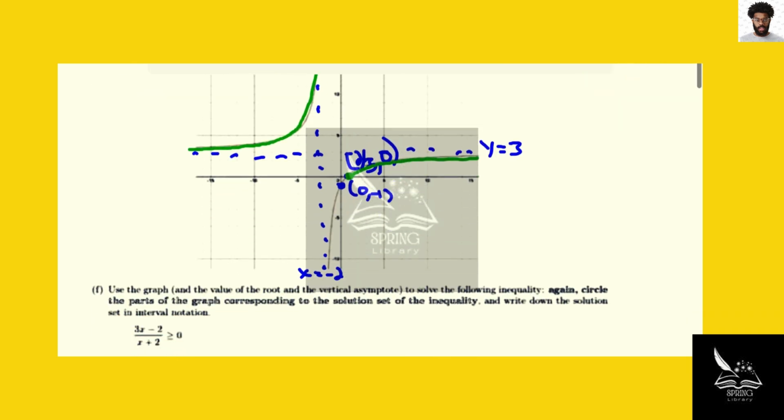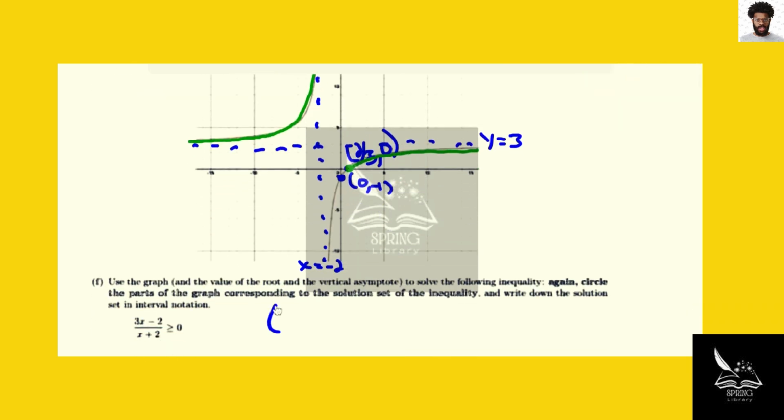Now in interval notation, that would be from negative infinity on the x's all the way up until we get to that vertical asymptote of negative 2, which we don't include. And then it jumps to a negative until we get to the x-intercept of 2/3, and since it's greater than or equal to, then we do include the 2/3, and then it will go on forever to infinity for x, where the output will be positive or greater than or equal to 0.